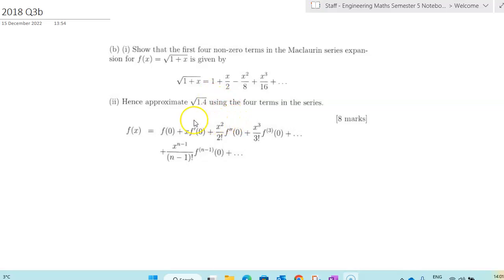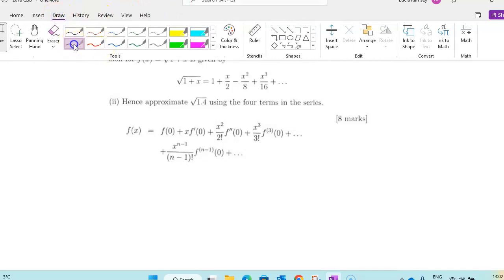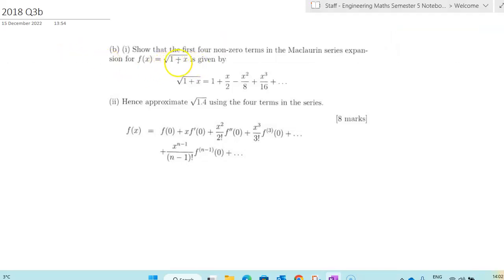Also note that at the back of the exam paper, you're given the theorem for Maclaurin's series, and it's labeled Maclaurin series, so it's not too hard to find. And there's 8 marks for this. So the first thing worth noting is that f of x, which is the square root of 1 plus x, can be written as 1 plus x to the power of a half. Okay, that's one thing worth noting.